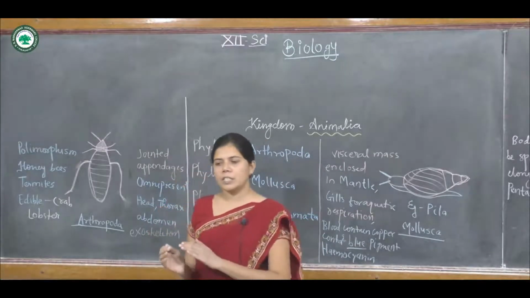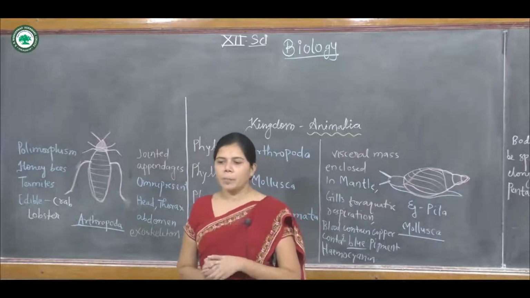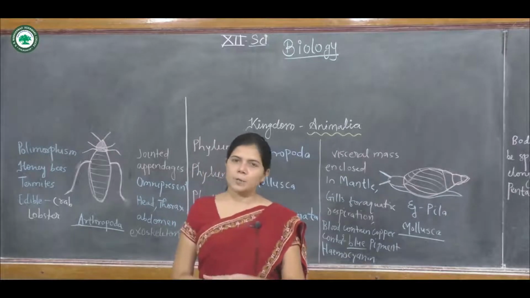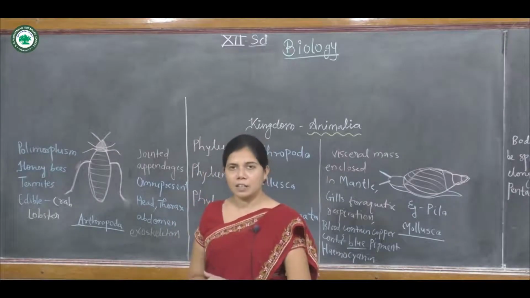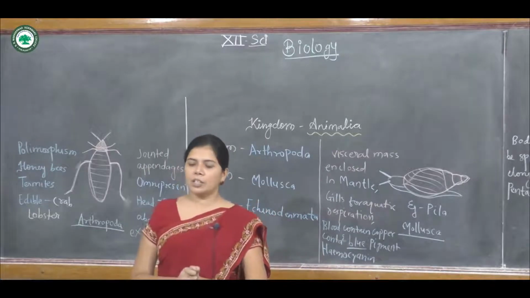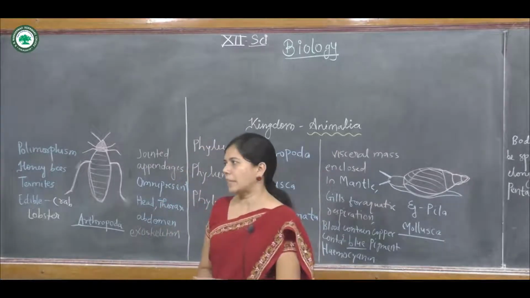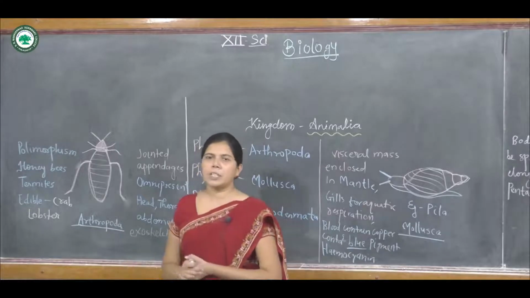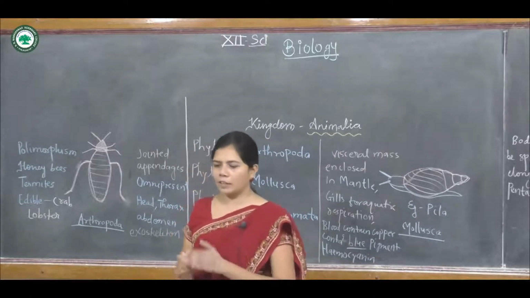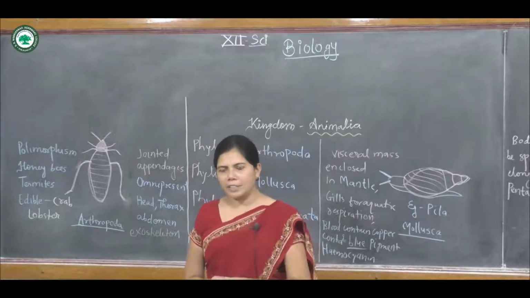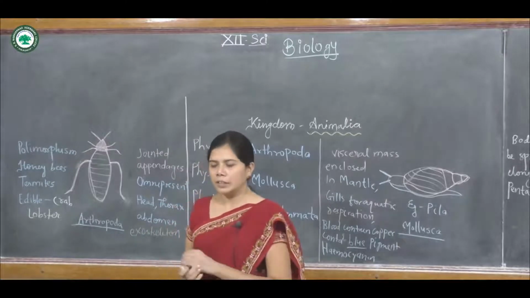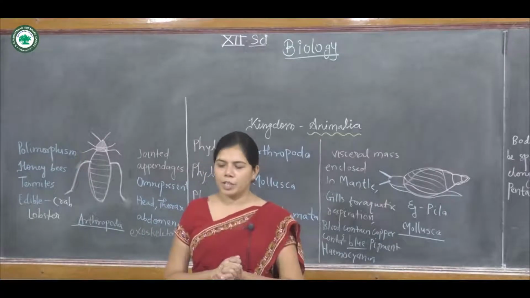The circulatory system is open type. The blood flows through the body cavity, that is the hemocoel. Respiratory organs are gills, lungs, trachea. In the phylum Arthropoda, excretion is carried out by the green glands, or in some by the Malpighian tubules.